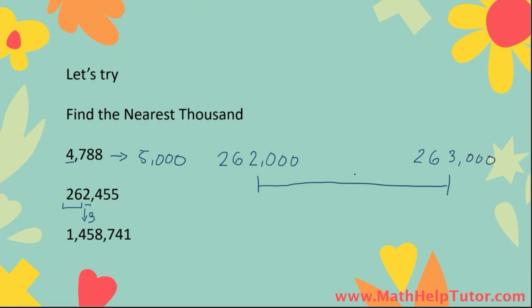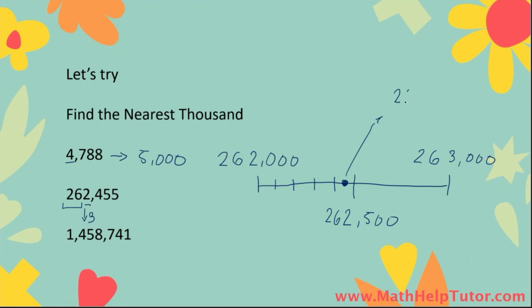Now what is the value between 262,000 and 263,000? That is 262,500. Then we find our number in the number line. So if our number is 262,400, that means if we have increments of 100, it is 100, 200, 300, 400. So our number is 262,455. Should be around here.